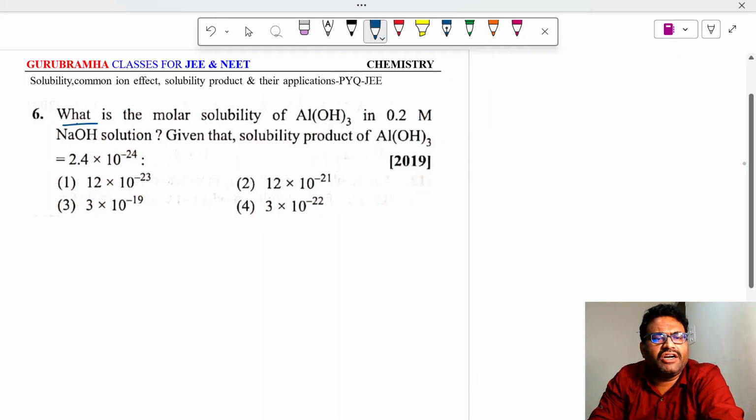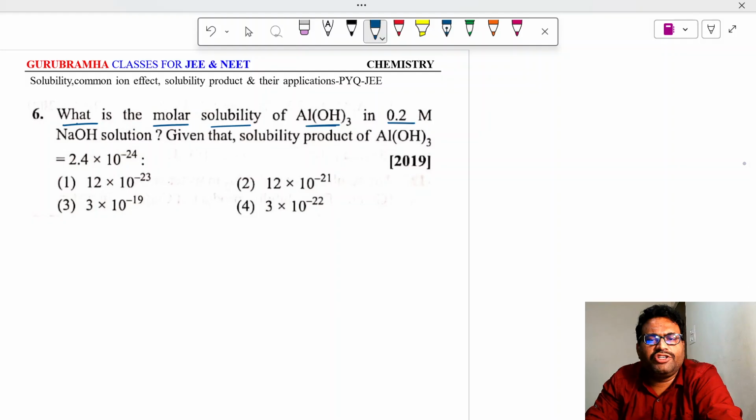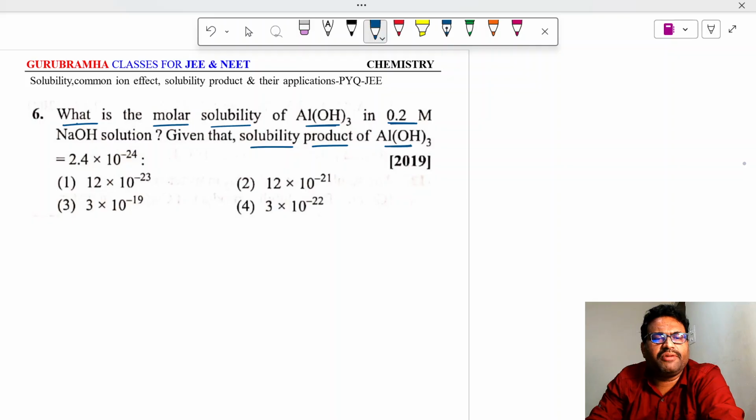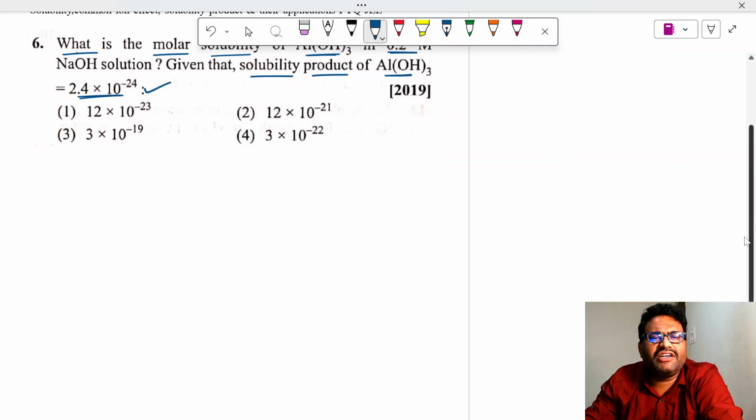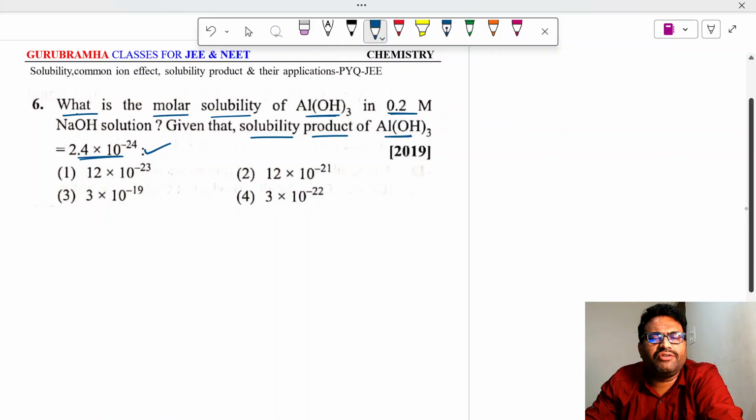So here, what is the molar solubility of aluminium hydroxide in 0.2 molar NaOH solution? Again, a common ion effect. So here Ksp is given. The solubility product of aluminium hydroxide is 2.4 into 10 power minus 24. Okay, so first of all, let us calculate. Let us understand that first, we always need to calculate in water.